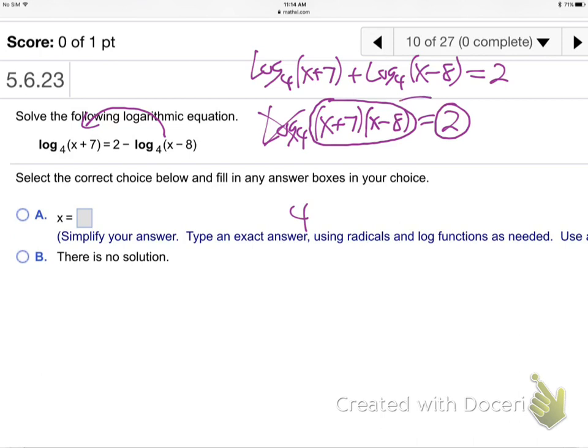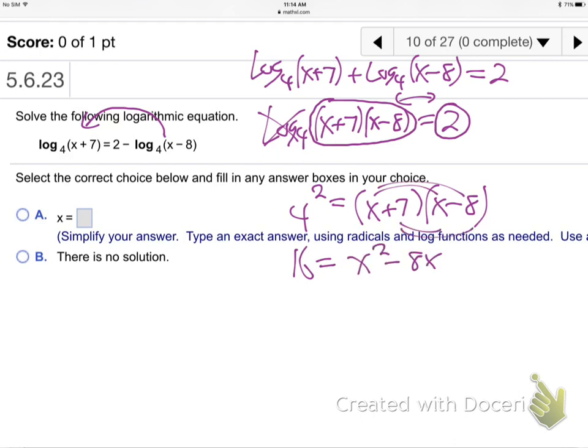Okay, so switch these. Instead of 4 to the x stuff, it's 4 to the 2. Like that. That good? Everybody okay with the log stuff so far? Is that making sense? And that's 16. And then what do you got to do? Over here, you're just going to have to FOIL this out. X squared minus 8x plus 7x minus 56. Like that. And that's 16. X squared minus 1x minus 56. Good to there so far?